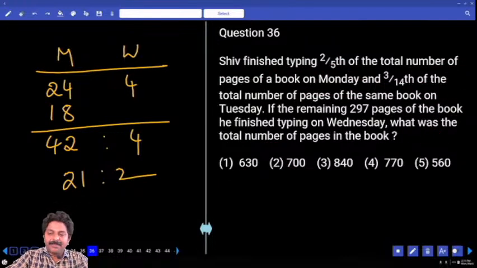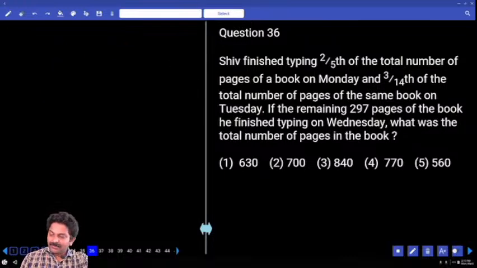Shiv finished typing 2/5 of the total number of pages of a book on Monday, 3/14 of total number of pages of the same book on Tuesday. The remaining 297 pages of the book he finished typing on Wednesday. What was the total number of pages in the book? Okay, right. So now I'll directly go with 770.